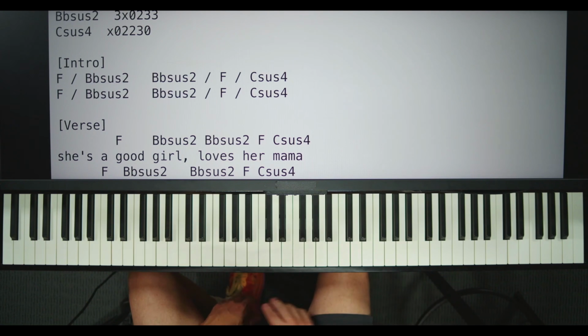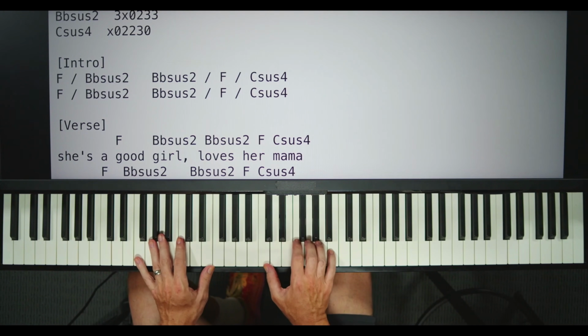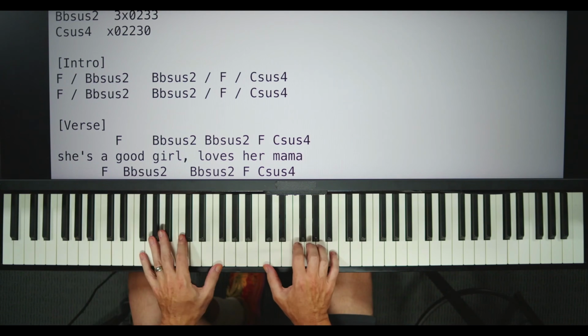All right, so we go through that in the lesson on the website if you're interested in getting to the point where you play it really cool. But you don't have to. You can keep it simple. So let's try this again.